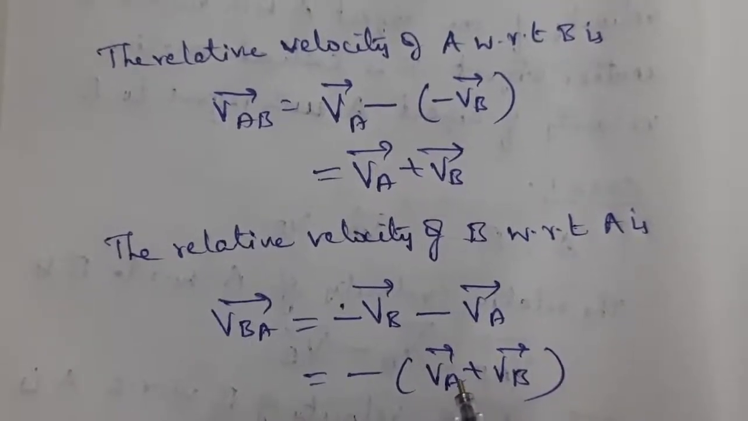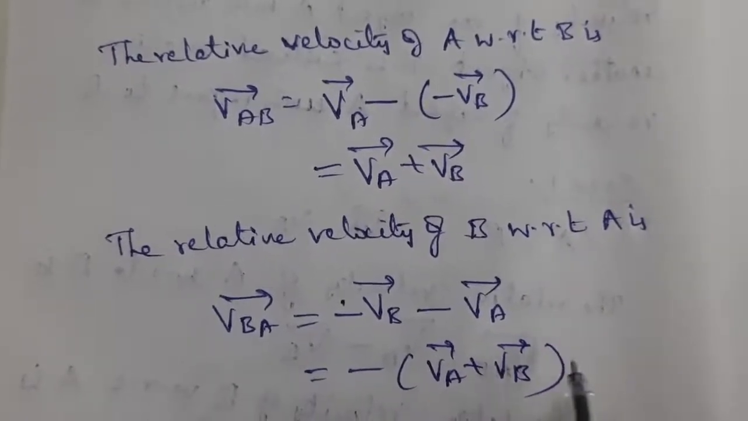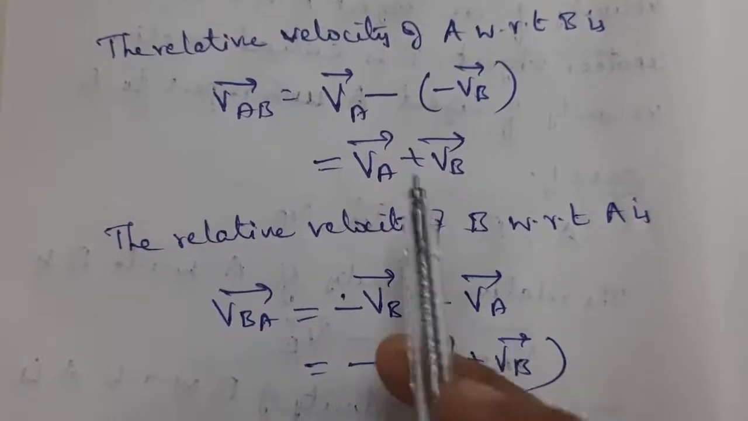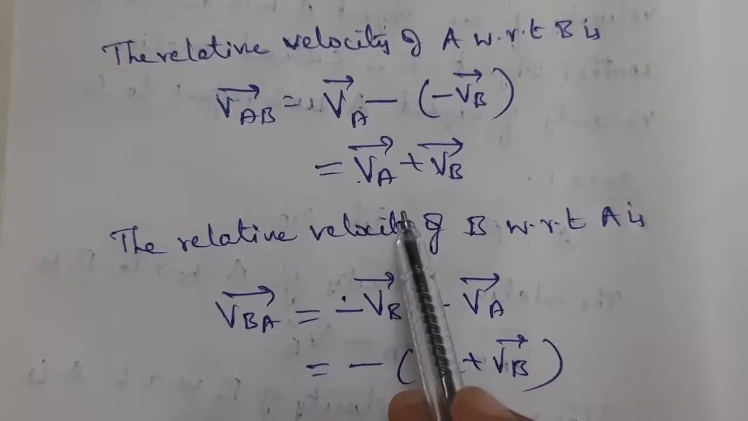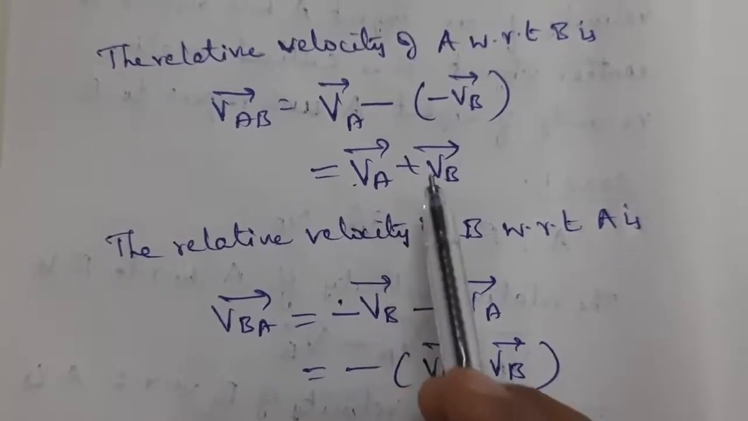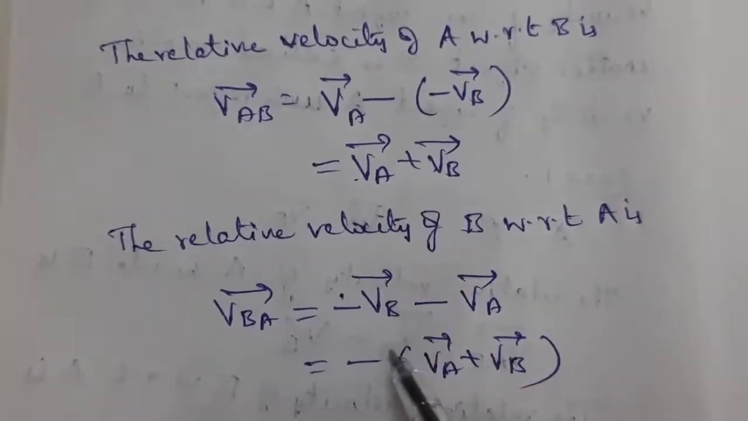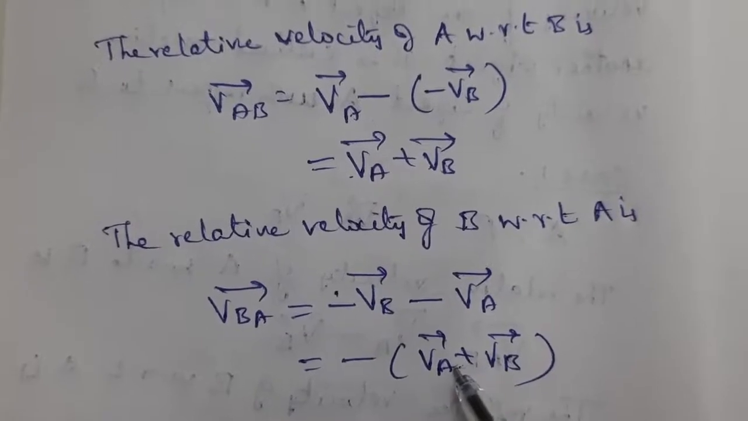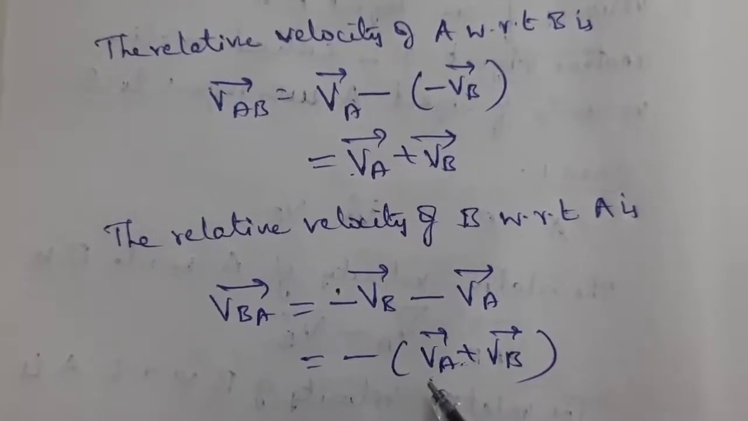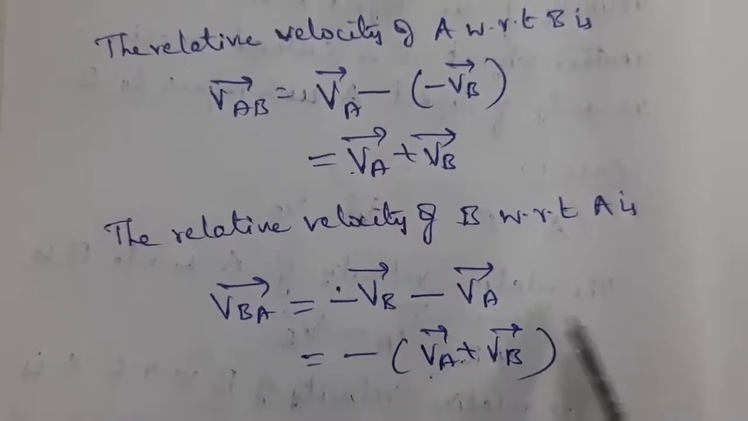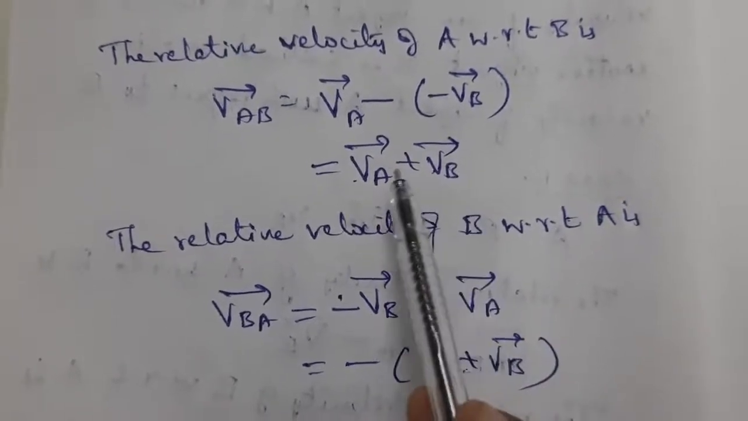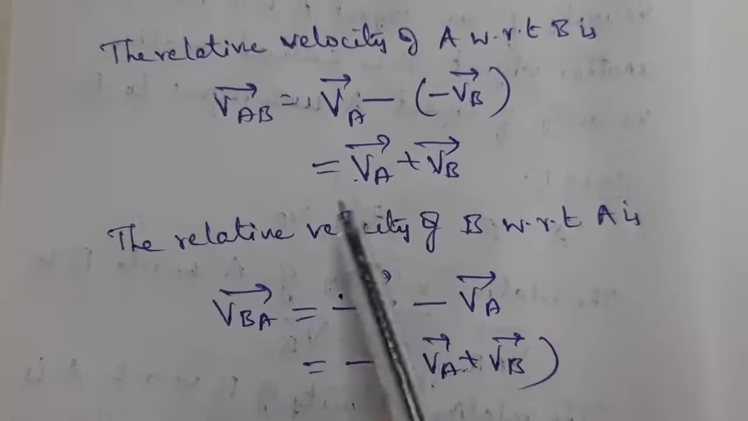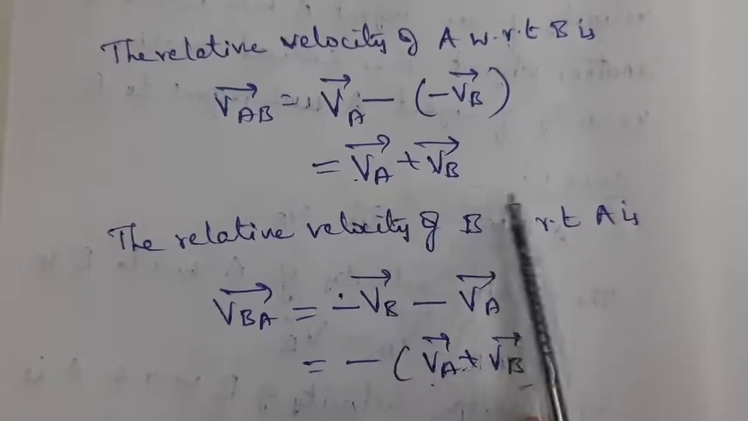Thus, if two objects are moving in opposite directions, the magnitude of the relative velocity of one object with respect to the other is equal to the sum of the magnitudes of their velocities. Okay, when two objects are moving in opposite directions, what is the relative velocity? Equal to the sum of the magnitudes of their velocities.